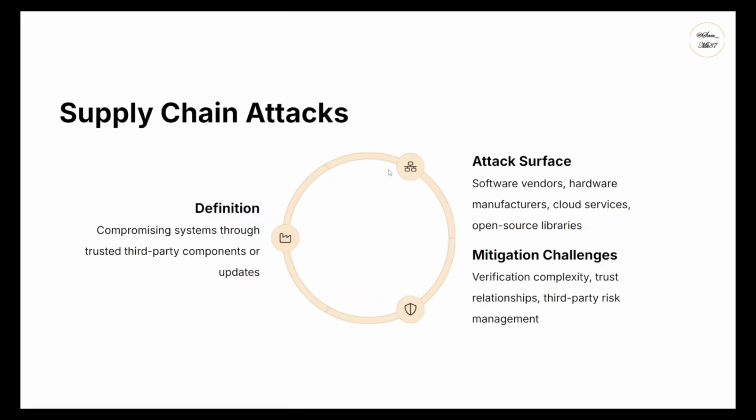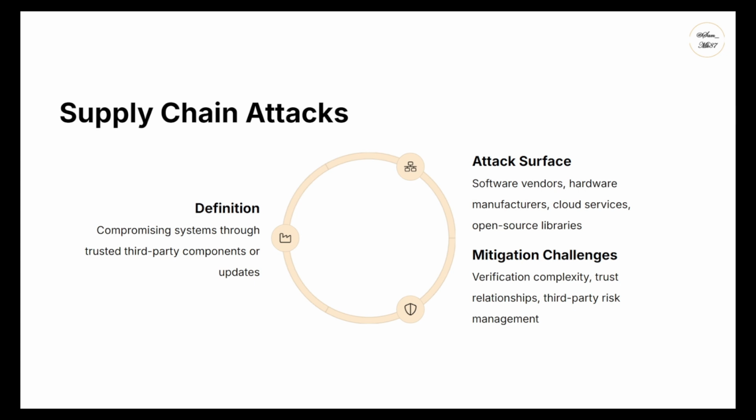Now let's talk about supply chain attacks. Supply chain attacks focus on exploiting the trust organizations place in third-party vendors and components. Instead of attacking a company directly, threat actors target a vendor, service provider, or open source project that the company depends on, essentially using a backdoor through a trusted source. The attack surface is broad. It includes software vendors, hardware manufacturers, cloud service providers, and open source libraries.